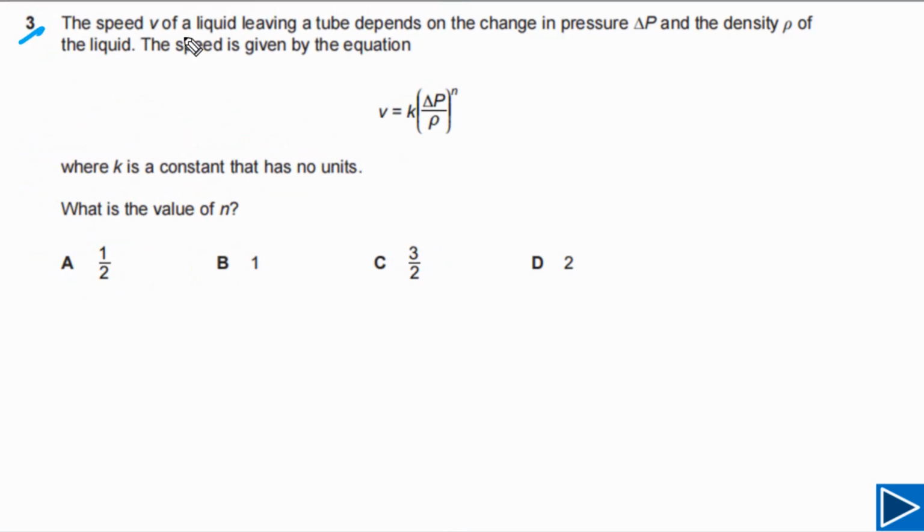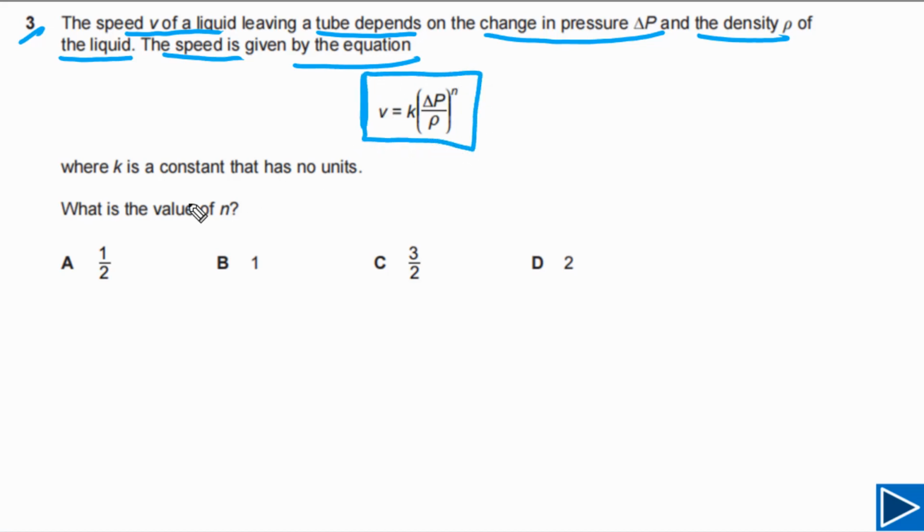For this question, it is given that the speed v of a liquid leaving a tube depends on the change in pressure delta P and the density rho of the liquid. The speed is given by this equation. It is also given that K is a constant and K has no units. We need to find the value of n, the value of this exponent.